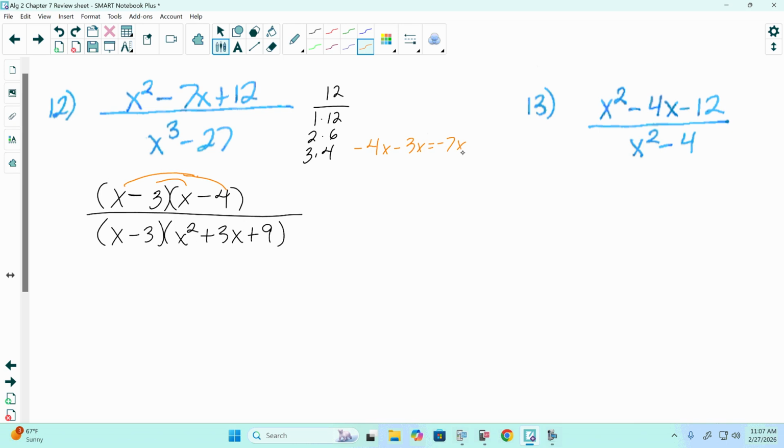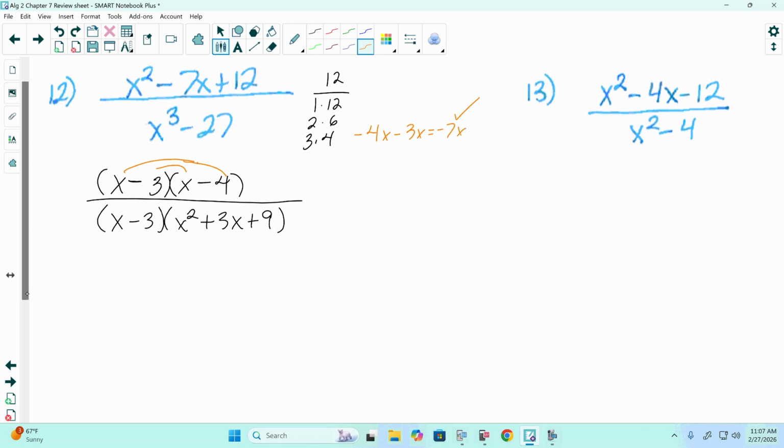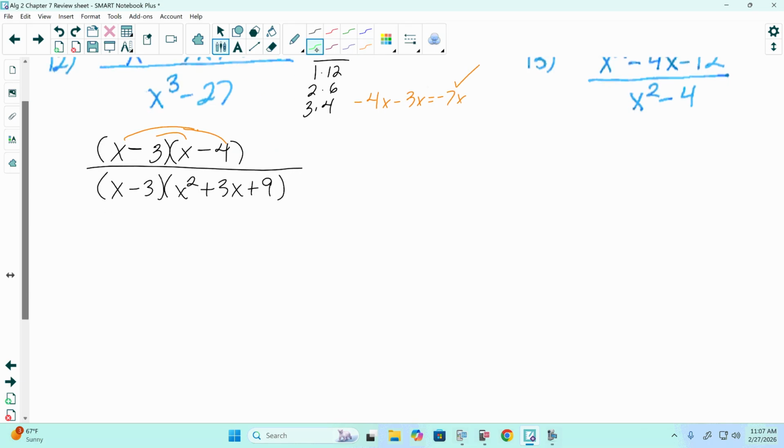x times negative 4 would be negative 4x. Negative 3 times x would be negative 3x. Negative 4x minus 3x would indeed be negative 7x, the middle term we wanted. So those are the correct factors, which also means our x minus 3 over x minus 3 will simplify.